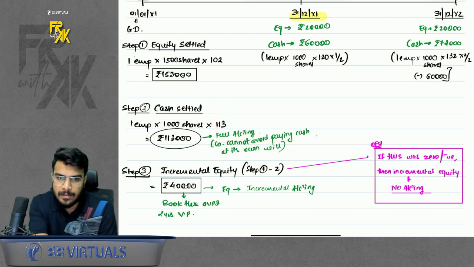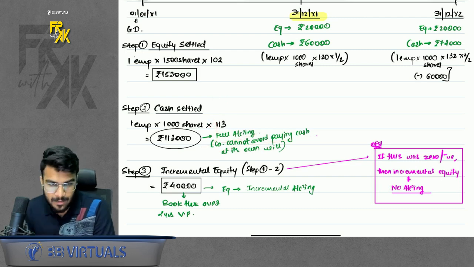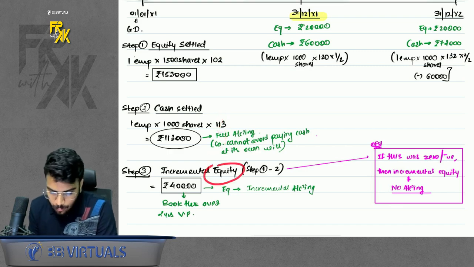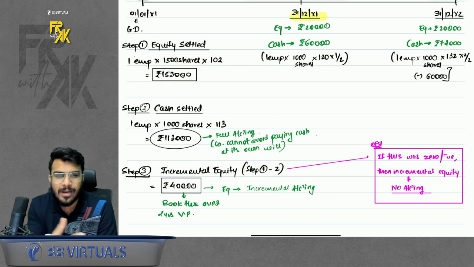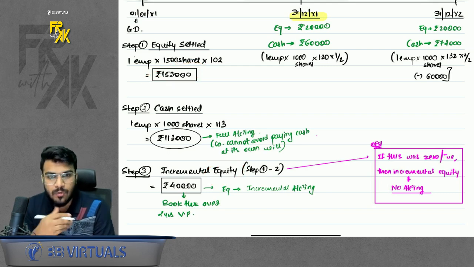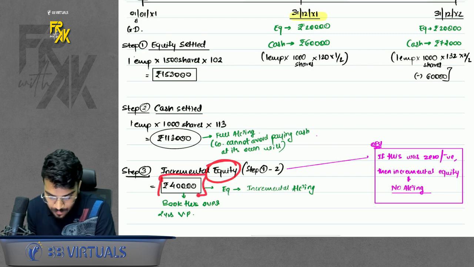Why? Because if the employee chooses cash, the company cannot avoid the payment. It is a liability, a present obligation, so book it fully. For equity, you cannot book it fully. Why? Then it will come to dual accounting, and double the expense will get booked. So what to do? For equity, we will only account for the incremental part.